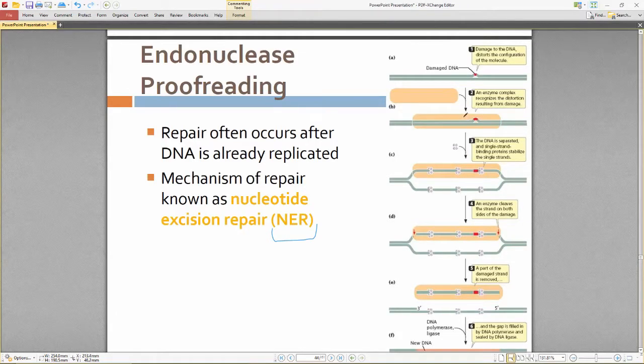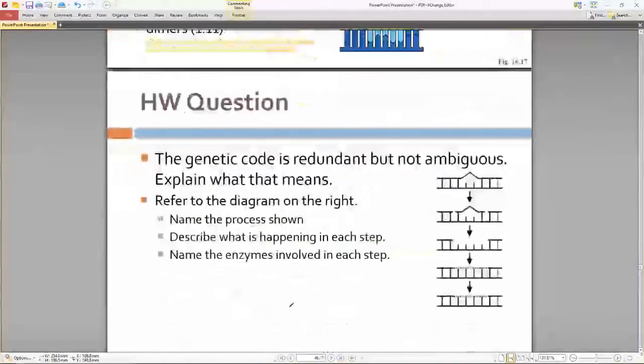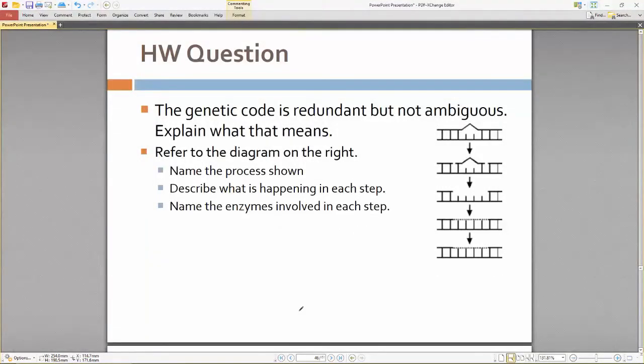This example can show you pretty well too. So this is a section of damaged DNA. An enzyme complex, or the endonuclease that we talked about, will recognize this distortion. It'll come here, separate the DNA, and use single strand binding proteins to stabilize the single strands. It'll cleave the strand on both sides of the damage, and then part of the damaged strand will be removed, and then DNAP and ligase will come by and fill in the gap.